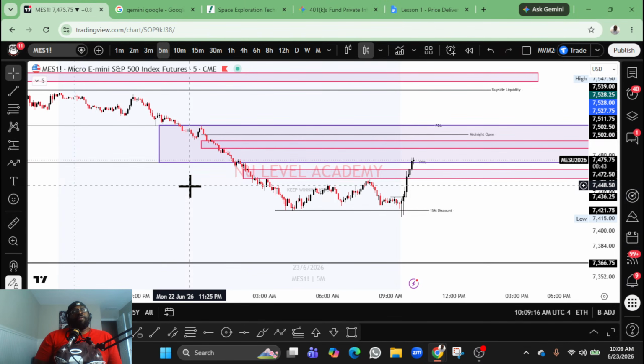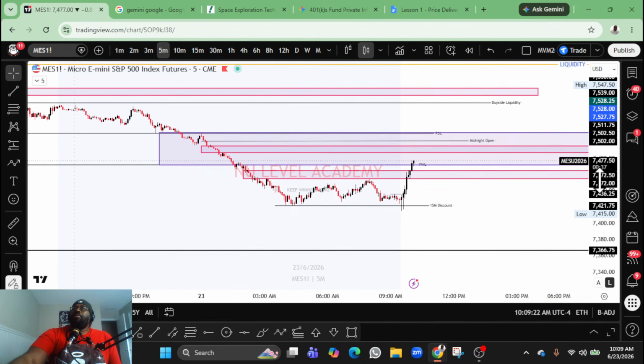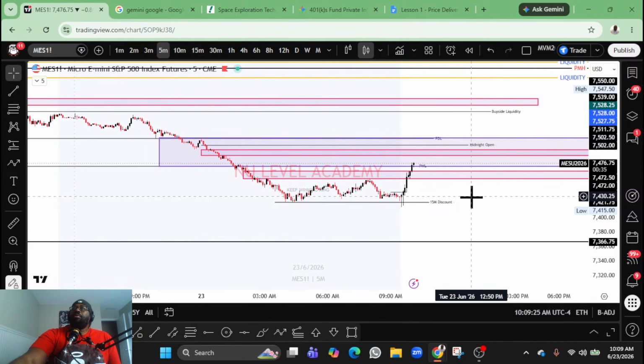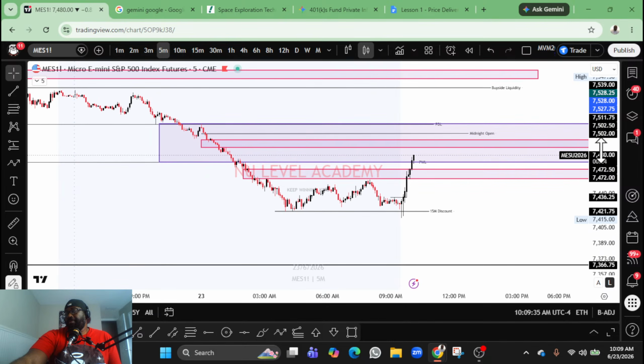So we're having a little bit of a rejection here around previous week low. But this would have been good to take, man, to midnight open, at least close to midnight open. Shh, I'm not even going to lie. It took off.